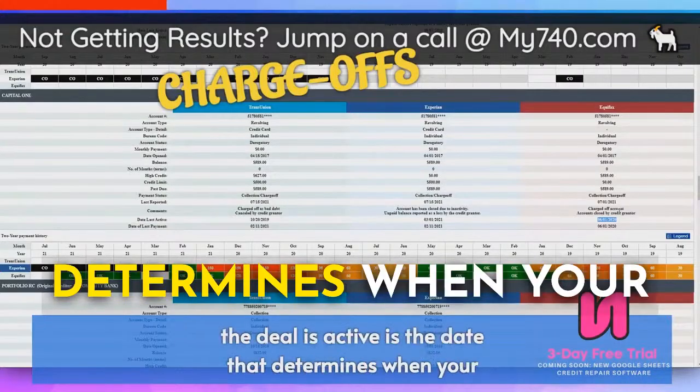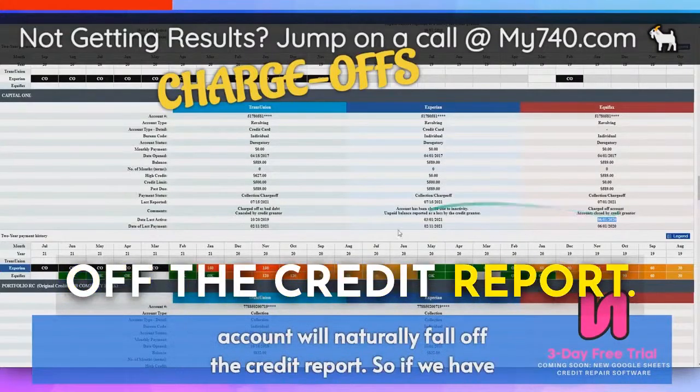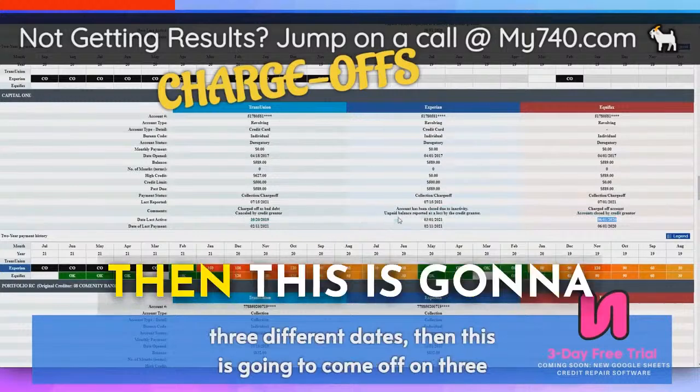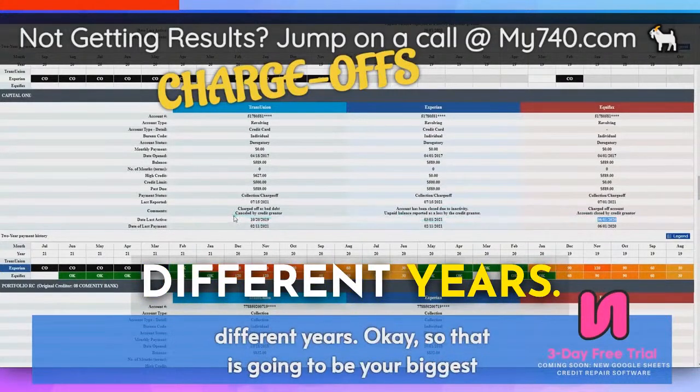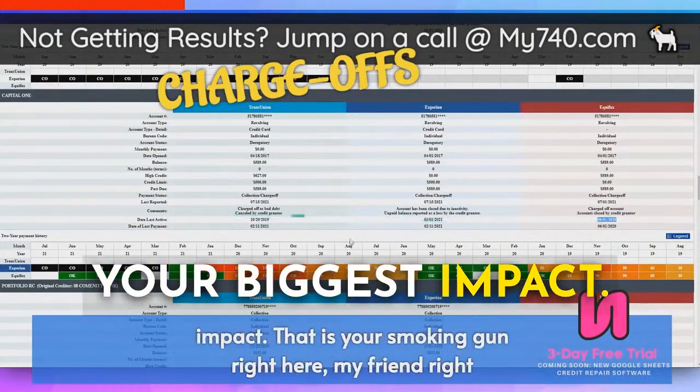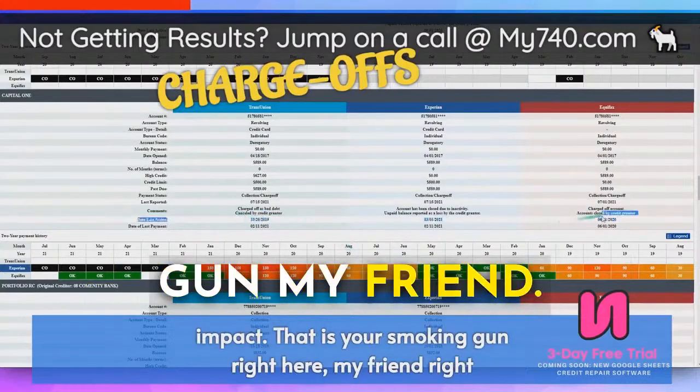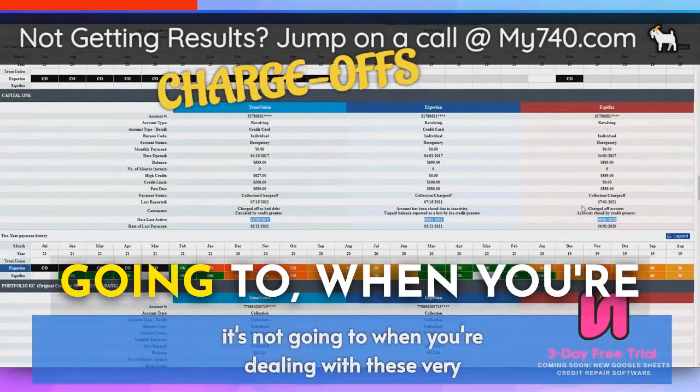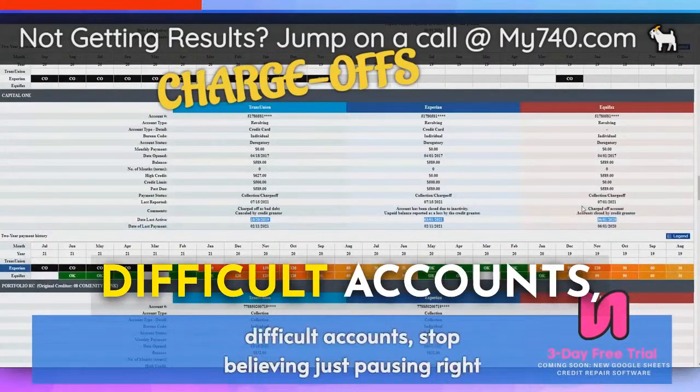The date last active determines when your account will fall off the credit report. If we have 3 different dates, then this is going to come off on 3 different years. That is going to be your biggest impact. That is your smoking gun, my friend. If that doesn't work, most of the time it's not going to when you're dealing with these very difficult accounts.